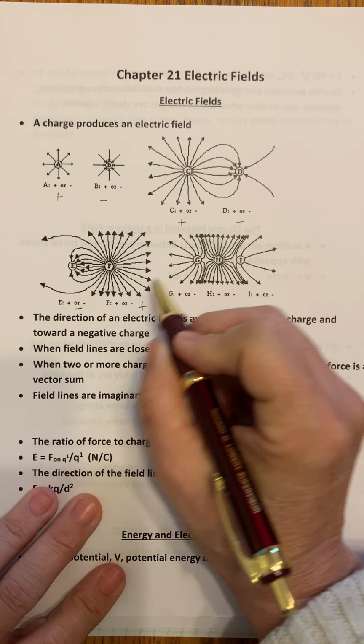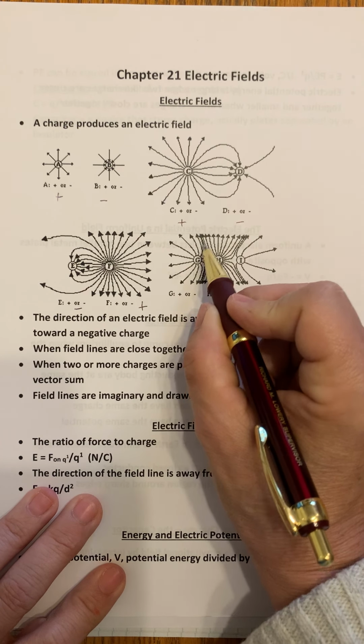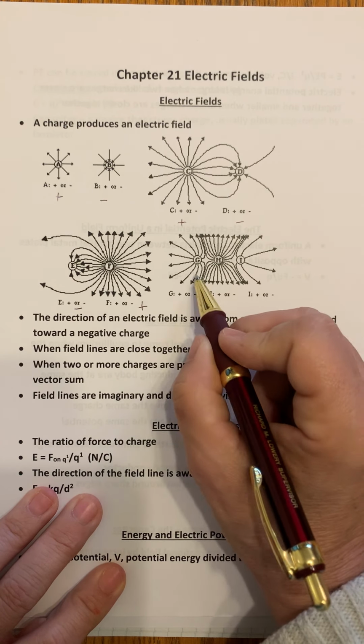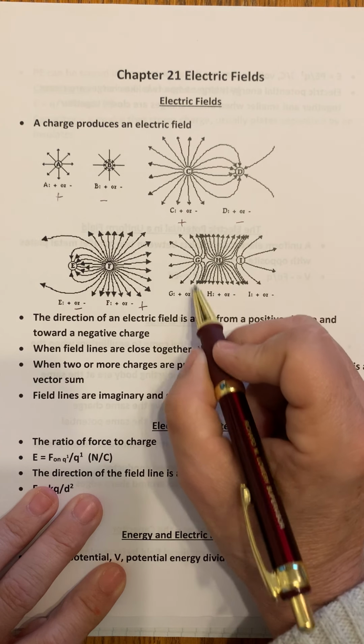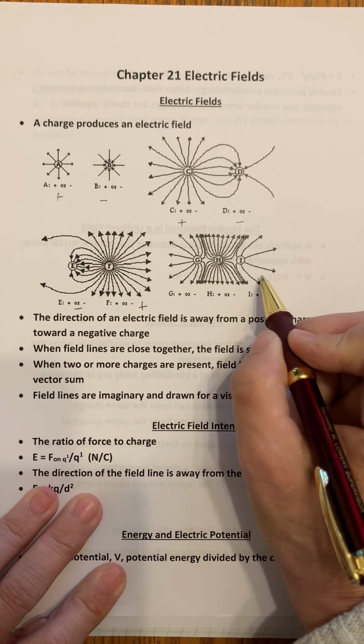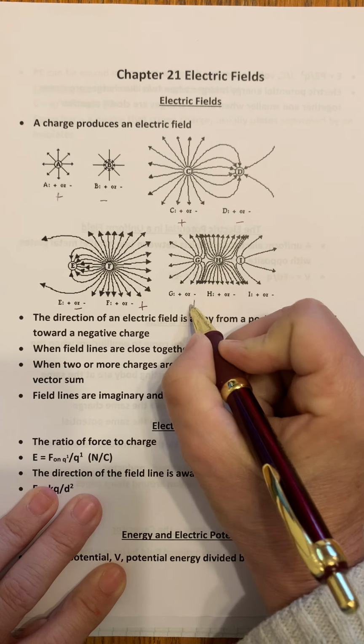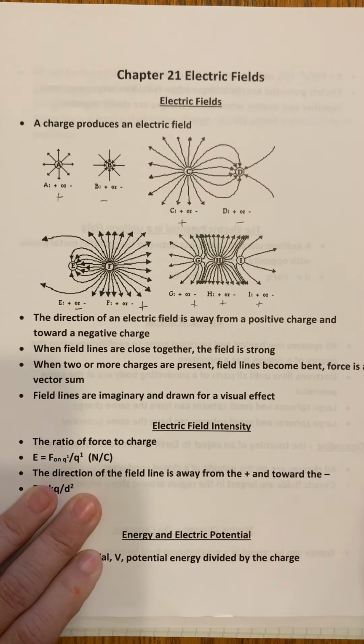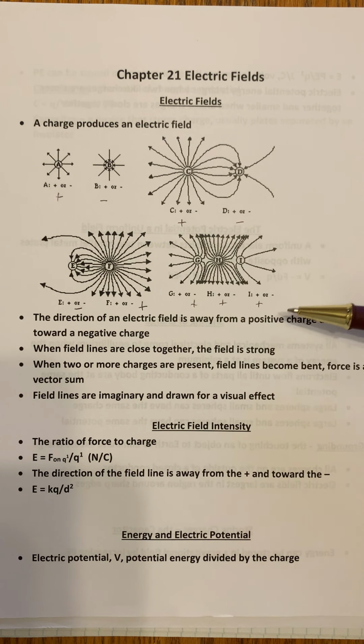And if you look at these, as it gets stronger, the lines get closer together. These are all repelling each other. This is going out, going out, going out. These are all positives. The direction of the electric field is away from a positive charge and toward a negative charge. When the field lines are closer together, the field is strong.